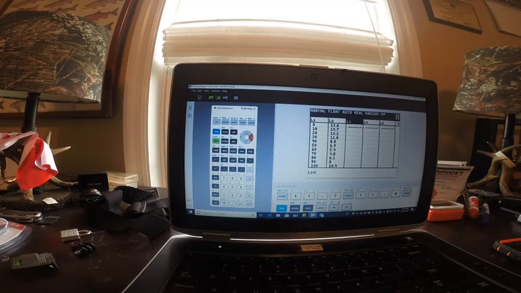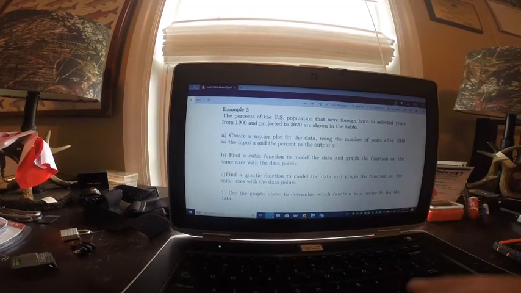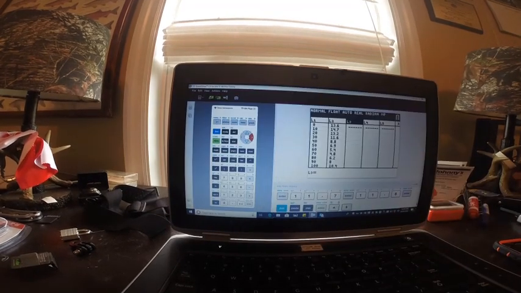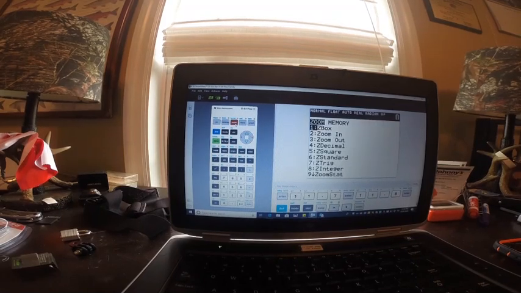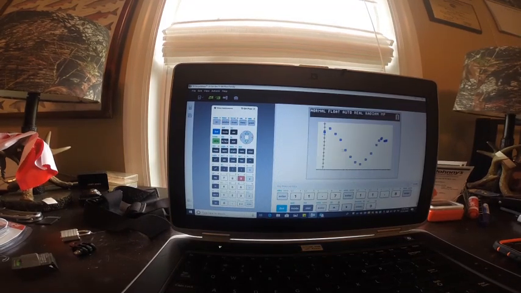So now that we have it in here, what it wanted us to do is create a scatter plot, number of years after 1900, and graph it. So what I'm going to do is zoom stat, number 9, and it's got a nice graph of our scatter plot here.